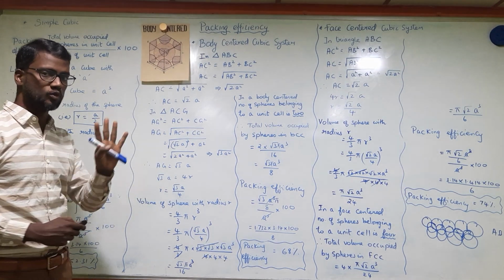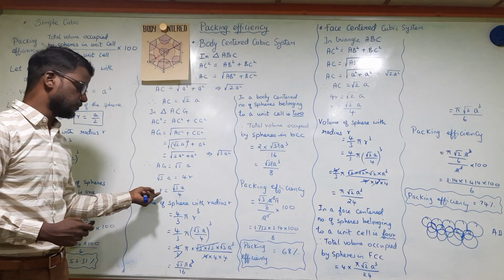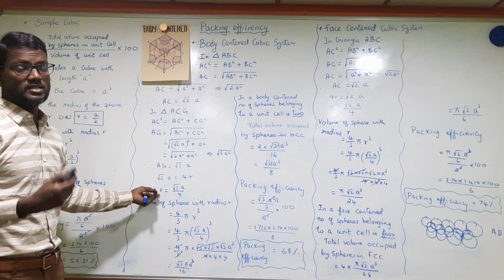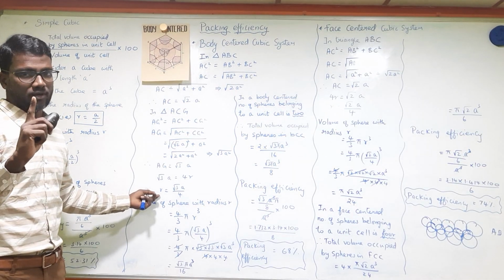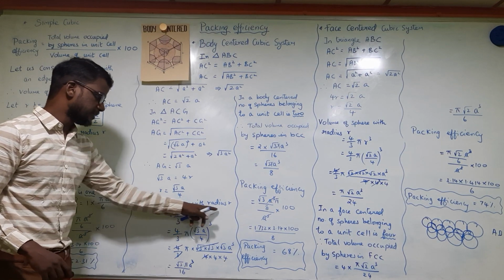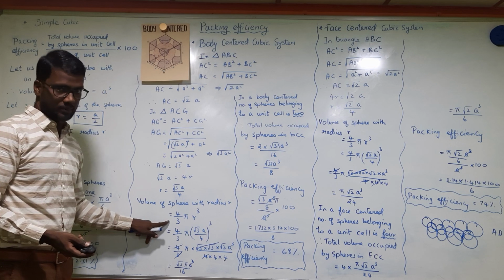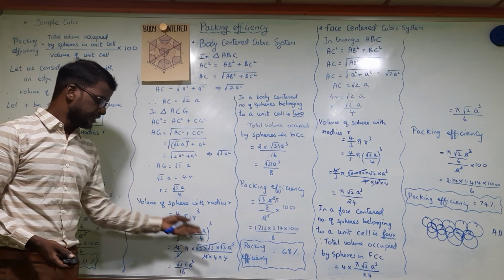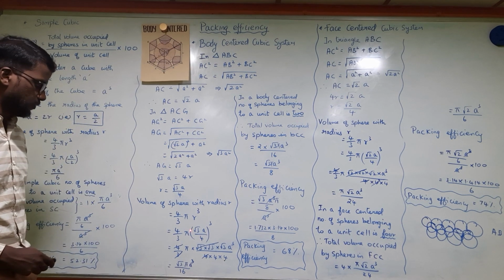As I told you, 4 steps. What is the first step? Find the value for r. Okay, now what is step 2? What is the volume occupied by one sphere? We are going to find the volume occupied by one sphere. The volume of a sphere with radius r is equal to 4 by 3 pi r cube. What is r? Root 3a by 4. Substitute over here and then simplify it.